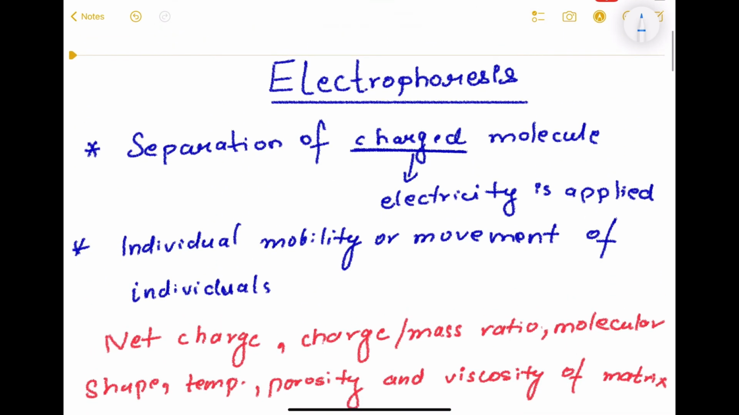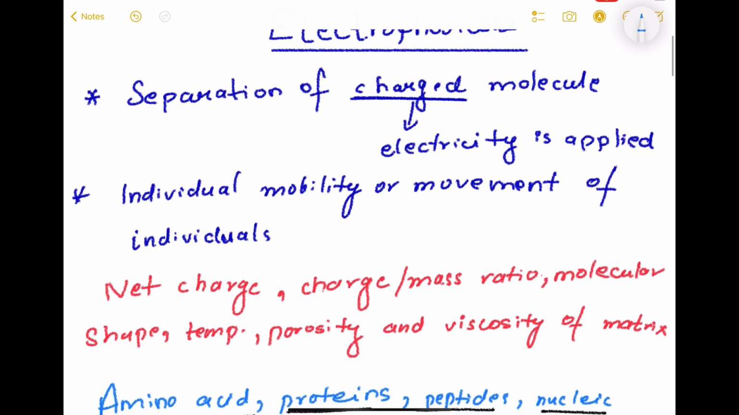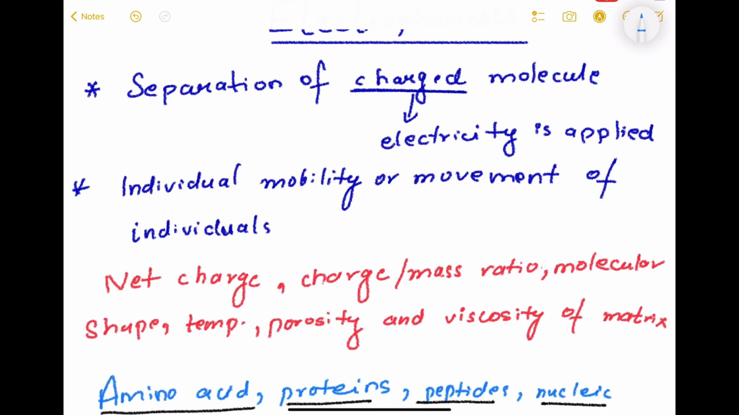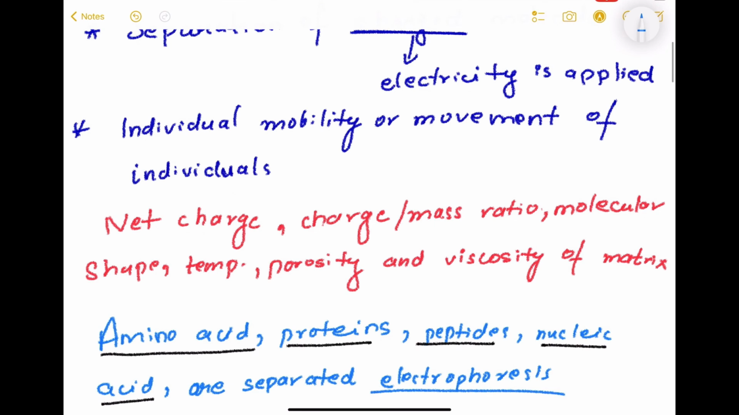So once more, for revision. Electrophoresis is the separation of charged molecules. When electricity is applied, the individual molecules separate on the basis of the charge they are carrying. There are certain factors on which the mobility depends: first is net charge, second charge to mass ratio, molecular shape, temperature, porosity, and viscosity of the matrix.